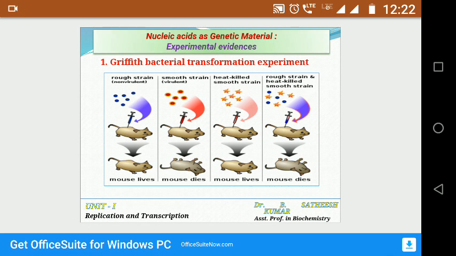The first topic in the DNA replication unit is the experimental evidences which proved DNA or nucleic acids as genetic material. So we have two experiments conducted by different investigators which proved that nucleic acids act as genetic materials. The role of the nucleic acids is genetic material.